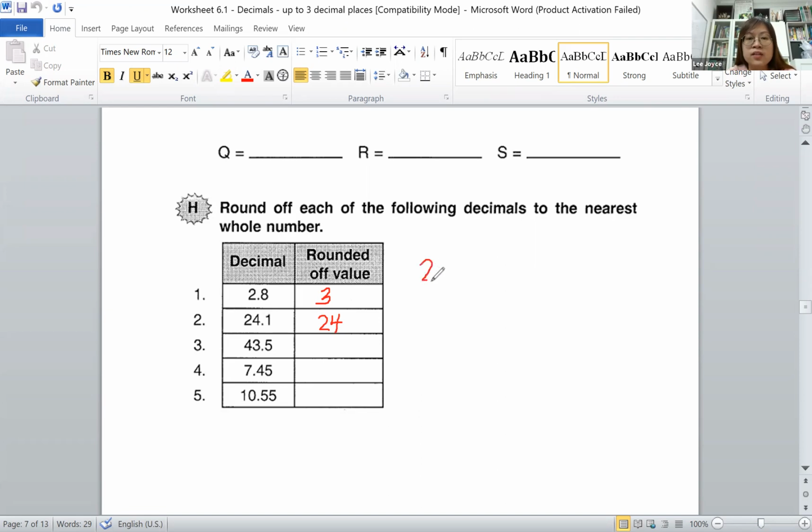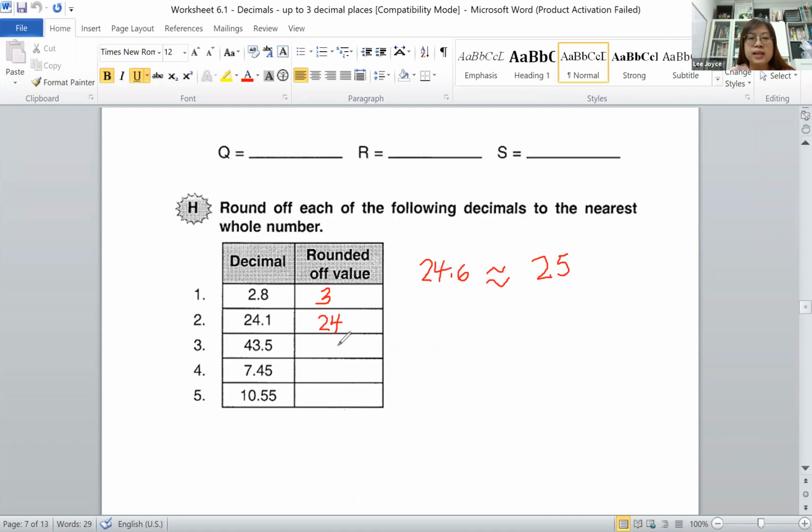Okay, now what if they give you a decimal 24.6? Can't you see this 6 is bigger than 5 and is after the decimal point? So if it's bigger than 5, you have to round the number up to the nearest whole number. So this will be equivalent to 25, because the next whole number after 24 is 25. So round up means that the number will be the next bigger number. Round down means that the decimal will remain as its closest whole number.